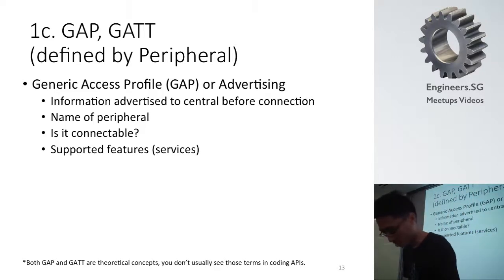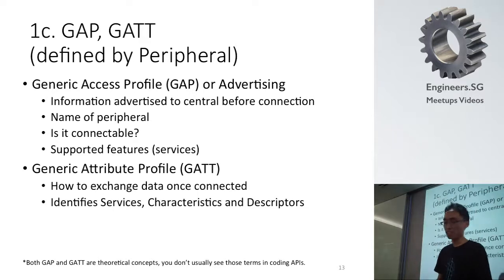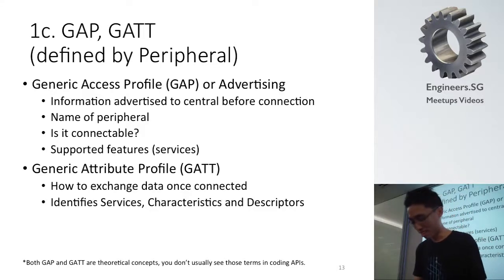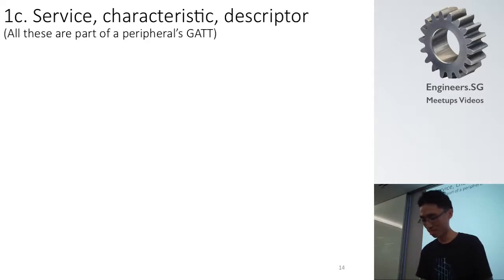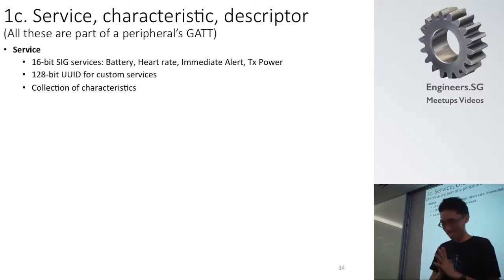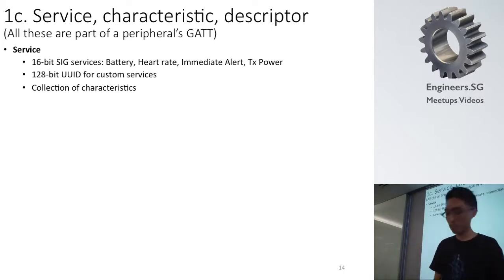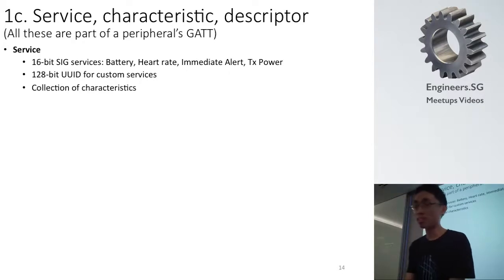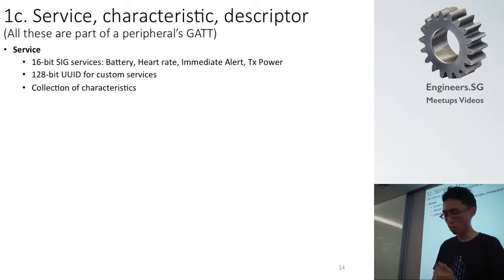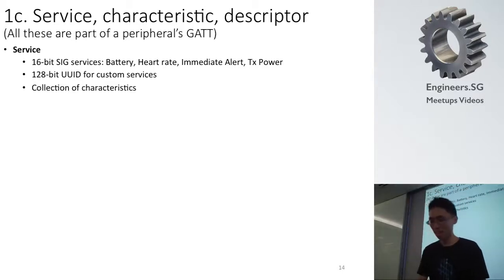The next one, the GATT, Generic Attribute Profile. This defines how to exchange data once the connection has been established between both parties. GATT defines services, characteristics, and descriptors, which will be in this slide. First, the service. A service is basically what features your peripheral supports. If you adopt a particular 16-bit service like battery or heart rate, immediately everybody will know. But if you don't wish to, you have to introduce your own custom 128-bit UUID.